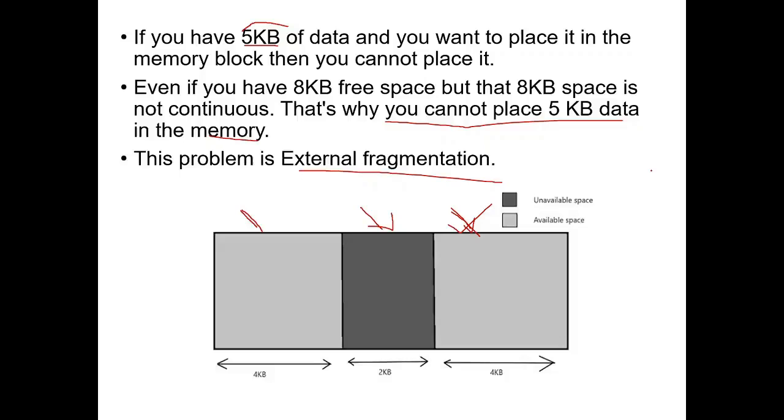This problem can be solved in non-contiguous memory allocation, because whenever you bring processes into main memory, they can be placed anywhere in the blocks. So when a 5 KB process comes, 4 KB of the process can be allocated here, and the remaining 1 KB can be allocated in the other block. So the memory has been utilized properly. 4 KB was allocated from this block, and the remaining 1 KB from the other block, so the process has been placed in memory for execution.